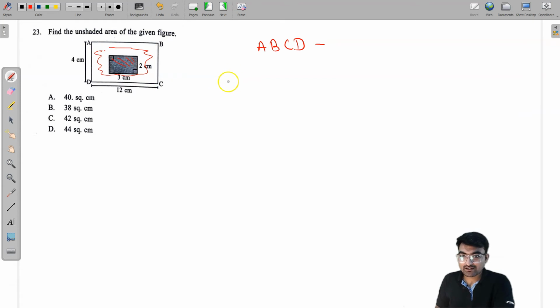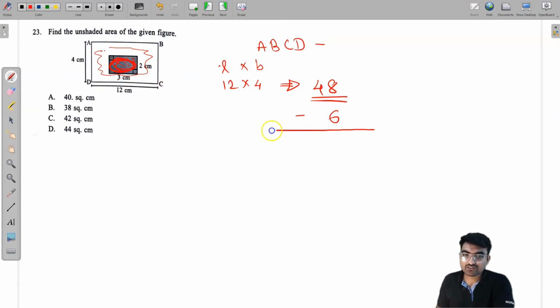ABCD is a rectangle, so it is 12 into 4, that is length into breadth, correct? So what is 12 into 4? 48, correct? And what is the area of this shaded region? This is also a rectangle, so it is 3 into 2, 6, right? So if we subtract the shaded part from the complete figure, we will get the area of the unshaded part, that is 42 square centimeter. Okay, so that is option number C.